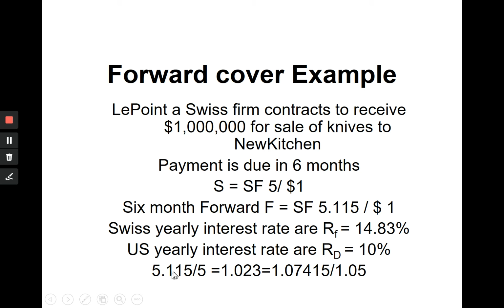This 5.115 was F, the forward, divided by S, the spot, which equals 1 plus 7.415%, the 6-month foreign interest rate, divided by 1 plus the 6-month domestic interest rate, which was 5%. In other words, this was the forward parity.